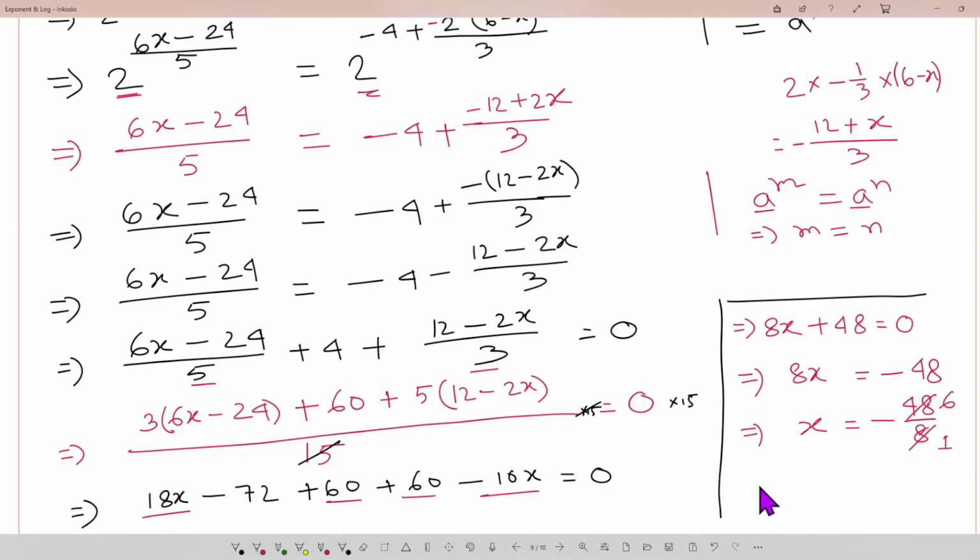So finally x equals minus 6. Big math, small answer. I hope you cleared this one.